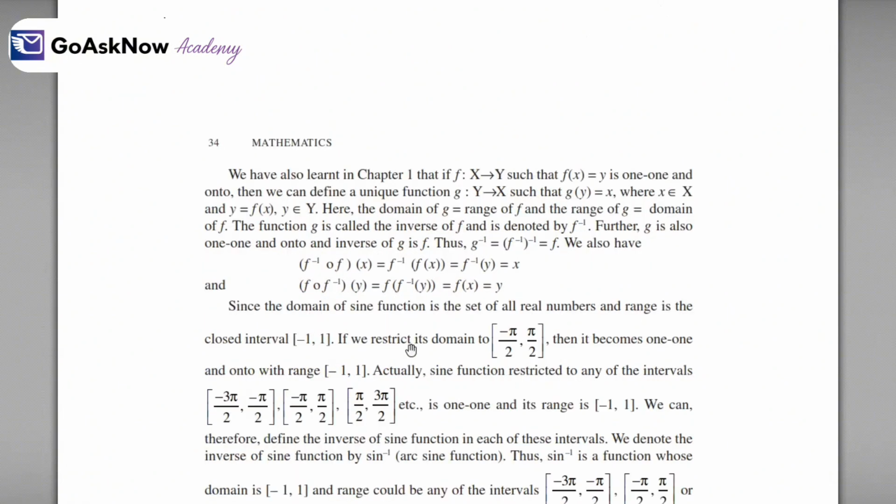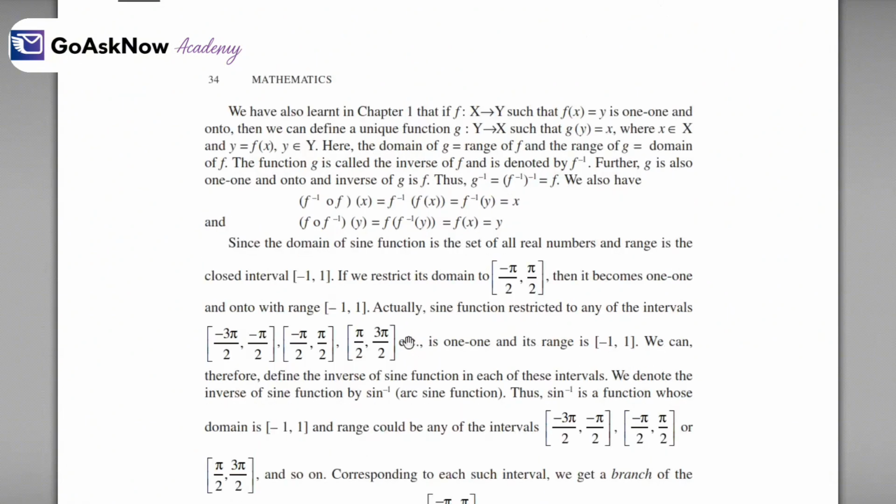Then the domain of the sine function is the set of all real numbers and the range is the closed interval minus 1 to 1. We can restrict its domain to minus pi by 2 to pi by 2.